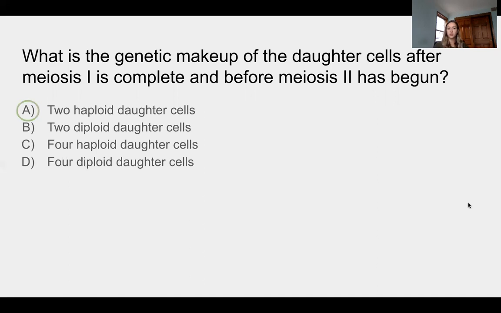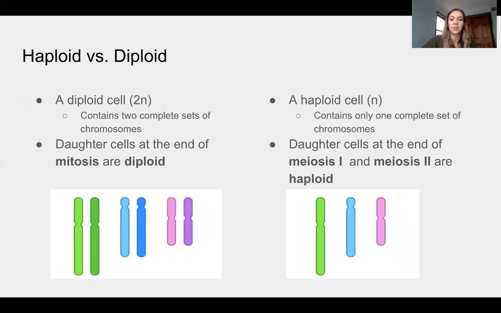So the answer here is 2 haploid daughter cells. Haploid basically just means that they do not have 2 copies of the chromosome. Diploid sounds like 2. So it's either half or not half. All right, so we'll just go over it really quickly here.